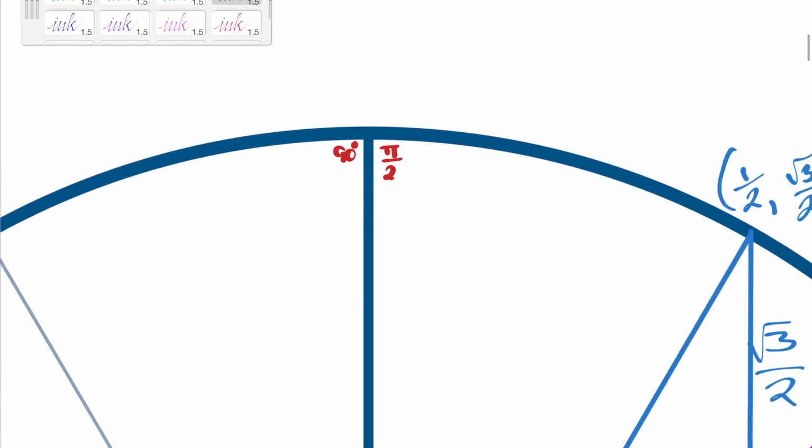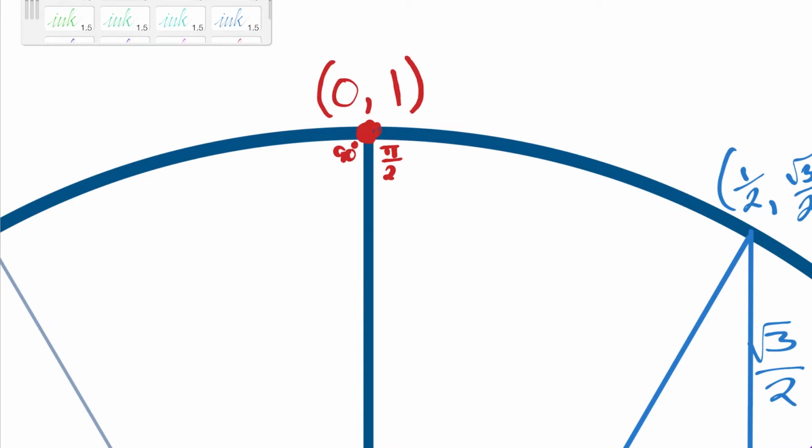And then my next really important one is my 90 degrees, or my pi over 2. For this one, we would have gone from the origin and just gone straight up 1 unit, since our radius is 1. Since I didn't go left and right, my x value would be 0, and then my y value would be 1. So the cosine of 90 degrees, or pi over 2, is 0. The sine of 90 degrees, or the sine of pi over 2, is 1.